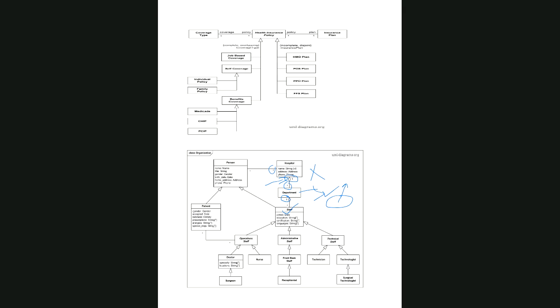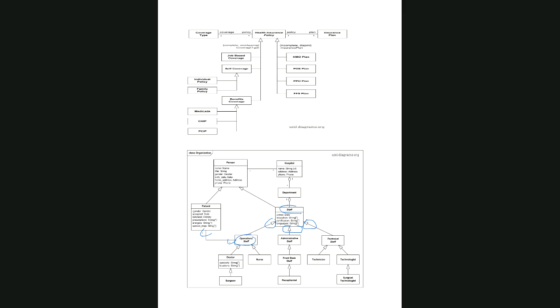Similarly, for staff, you have different types of staff here. That's why you have the inheritance. What are the different types of staff working in the hospital? They are all employees. What are those? Operation staff. What are operation staff? There are many staff, they are working with many patients. That's why it is a many to many relationship.